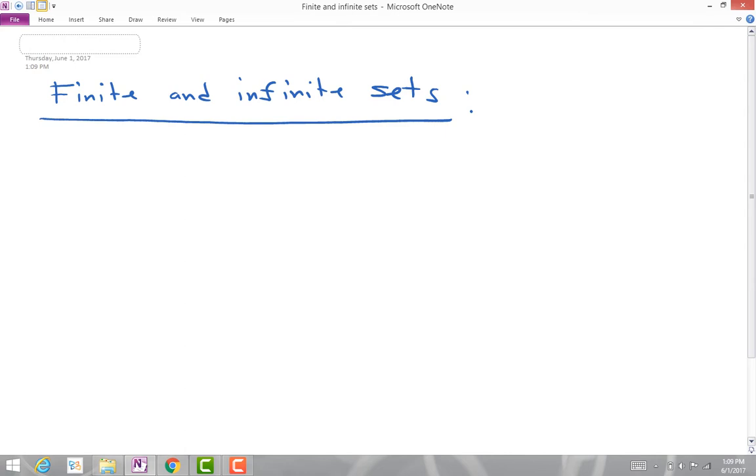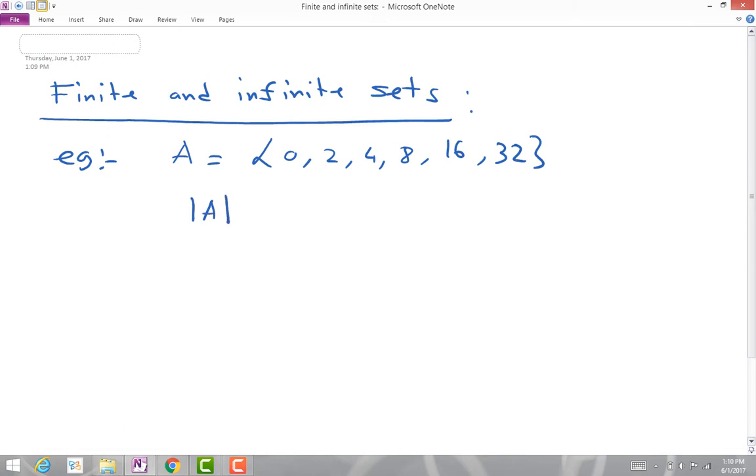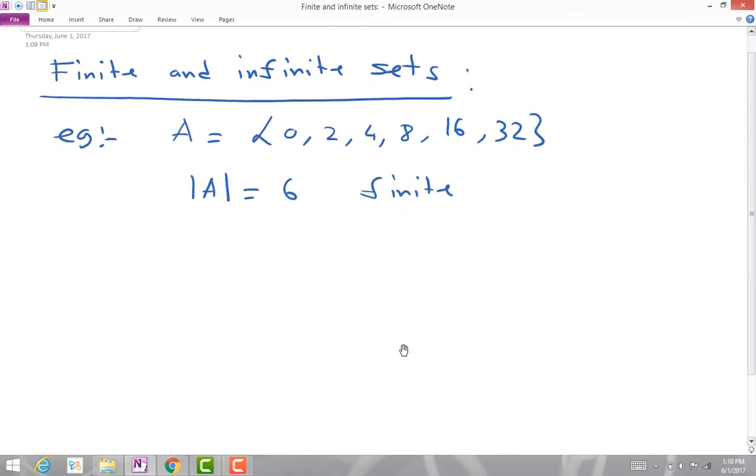Okay, so the next thing is we want to define what is a finite set and an infinite set. Now, before we go to the definition, we take an example. I take the set A to be the numbers 0, 2, 4, 8, 16 and 32. Now if I count the number of elements, we call this the cardinality of the set, and we know that it's going to be 6, which is a finite number. So in this case we say that A is a finite set.